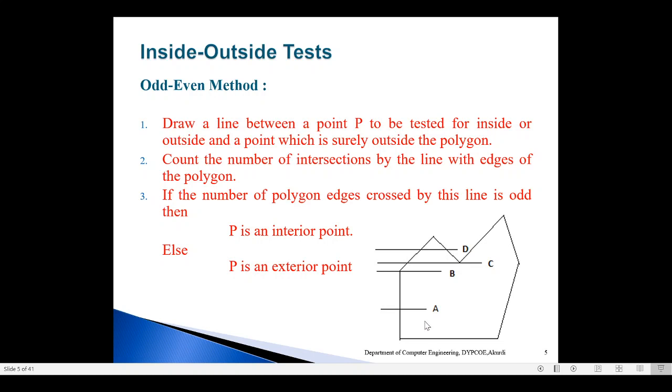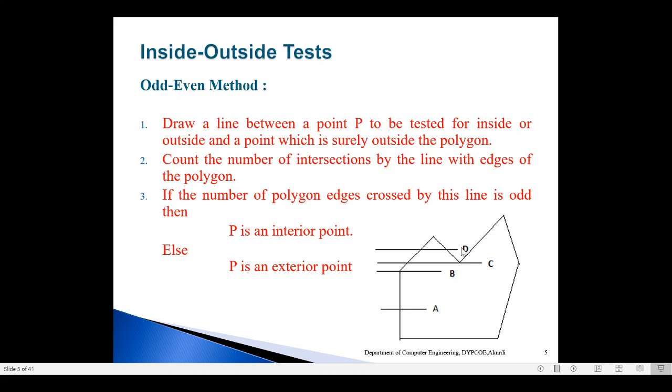So here we can consider two examples, for point A and point D. For point A, there is a single intersection. So there is only one intersection, where 1 is an odd number. So if the number of intersections is odd, it means point A is inside the polygon.